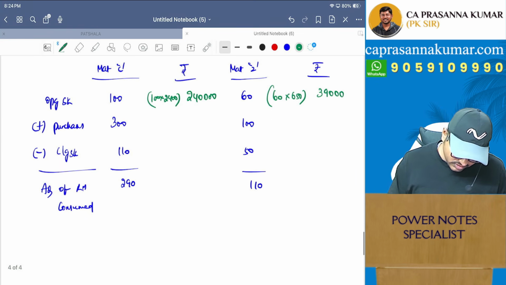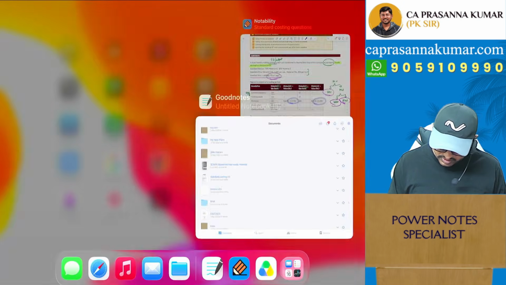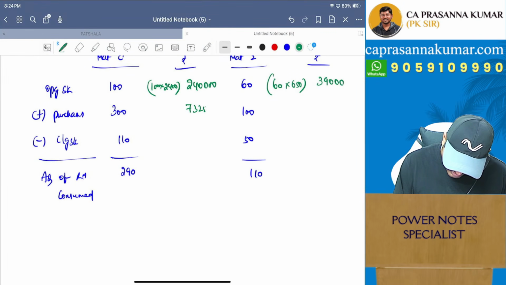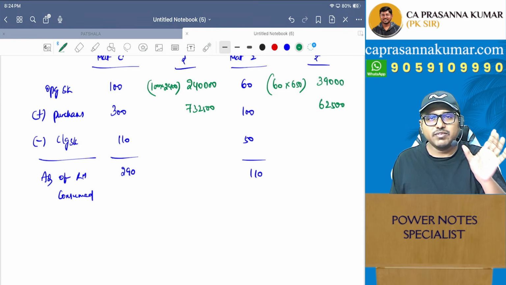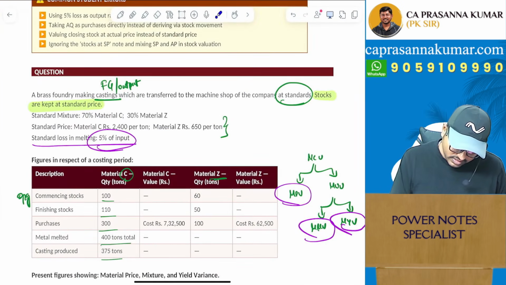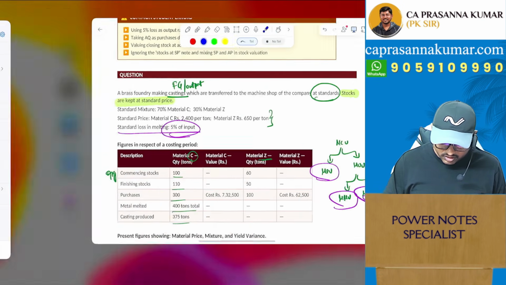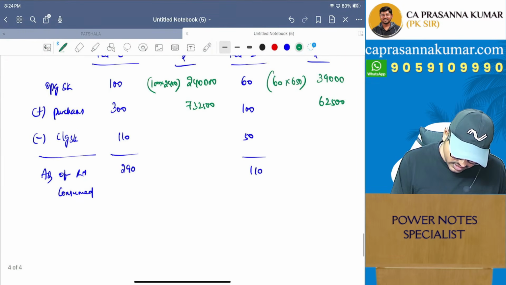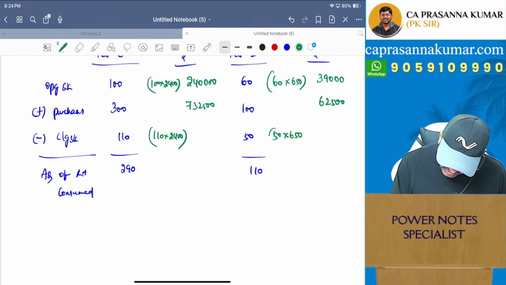Purchases, though, are given in the question. How much is that? 7,32,500, 62,500. Sir, what about closing stock? Whether it is opening or closing, it doesn't matter. Stock will be valued at standard price. That's what he has given here: stocks are kept at standard price. So here also it will be 110 into 2400 standard price. Here also it will be 50 into 650. How much? 32,500. Here it will be 2,64,000.